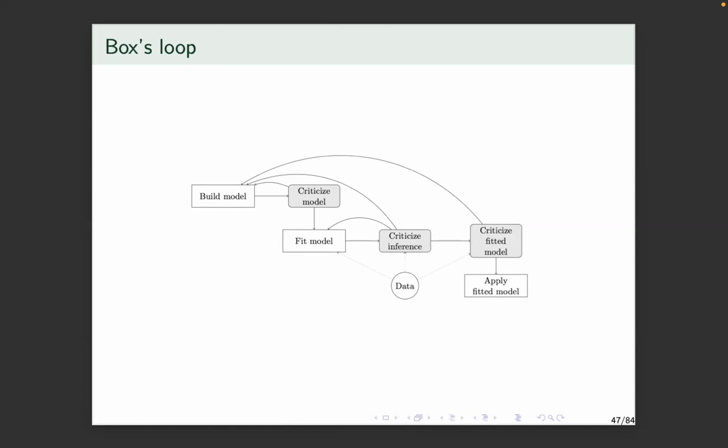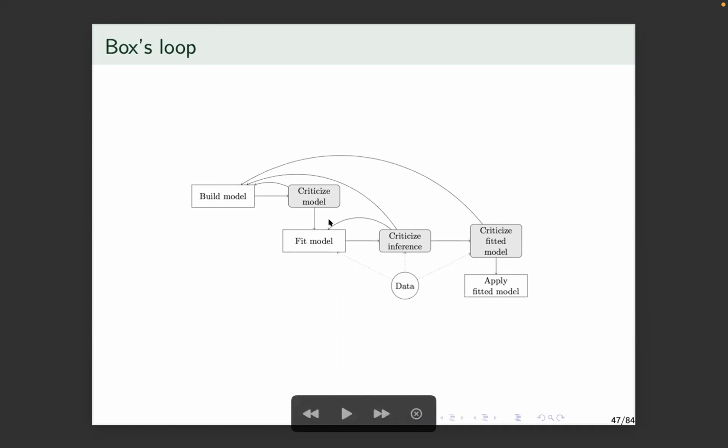We start with building the model, and then we criticize the model before we see the data. We usually do the prior predictive check at this stage, just to understand whether the priors which we have chosen cover the reasonable range of the data which we're going to observe. Also, when we transform raw parameters, sometimes we don't have a good intuitive understanding of what we are able to encode.